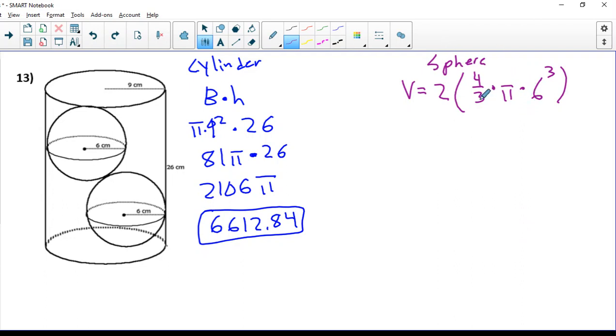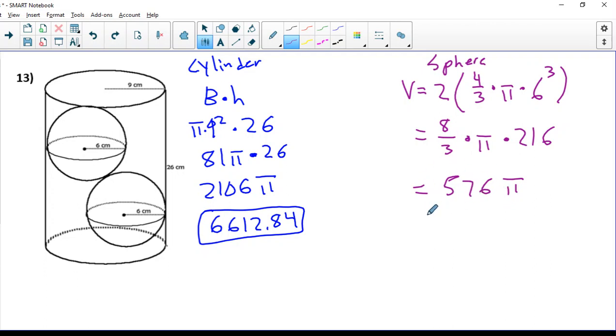So first of all, 2 times 4/3. If I multiply these fractions together, I get 8/3. I'll bring down the pi. And then 6 cubed, this is 6 times 6 times 6. This gives me 216. Okay, to multiply these together, what I want to do is 216 times 8 divided by 3. All right, so I'm going to get 576, and then just bring down the pi. So again, I did 216 times 8 divided by 3 to get 576.